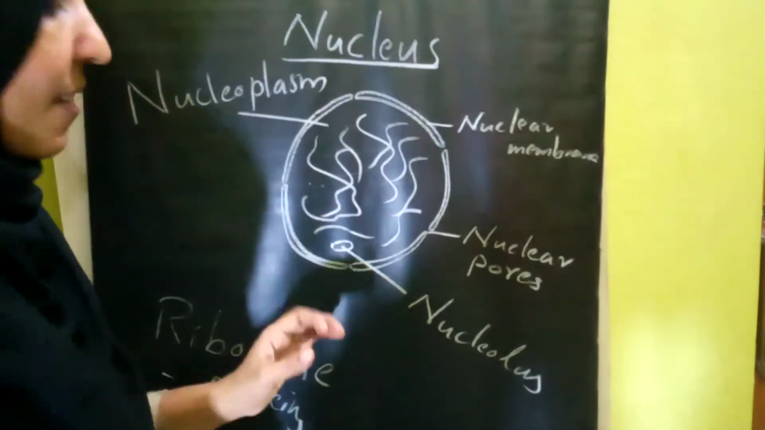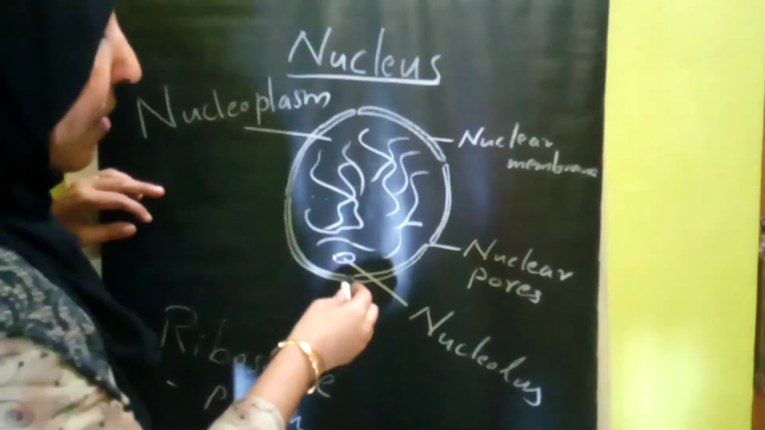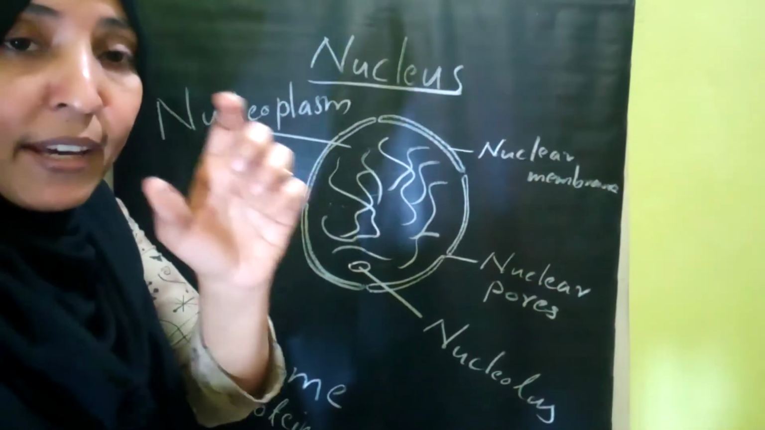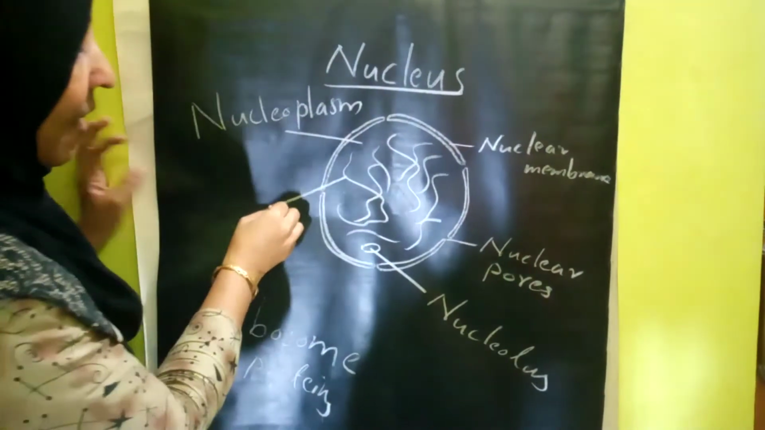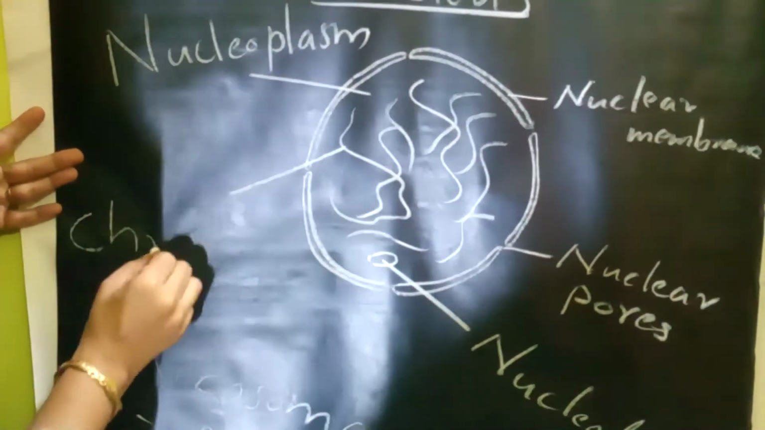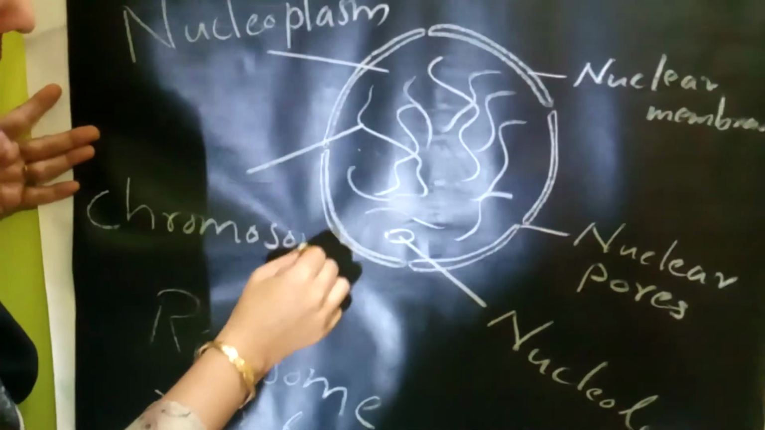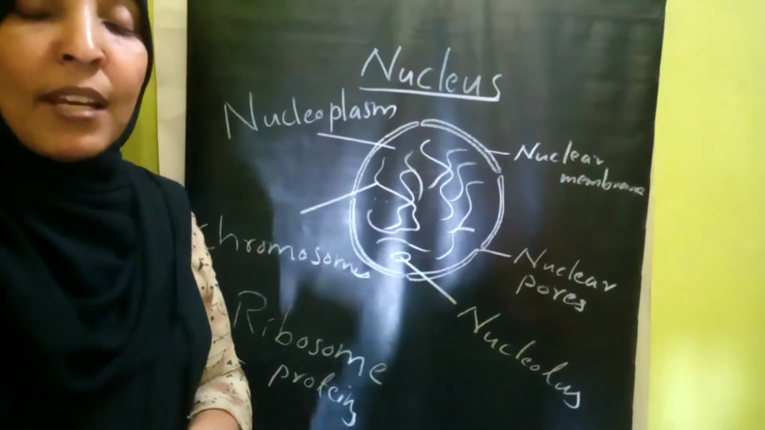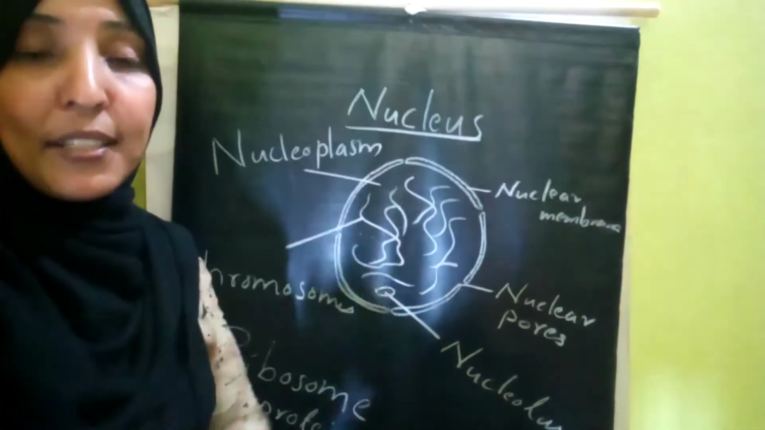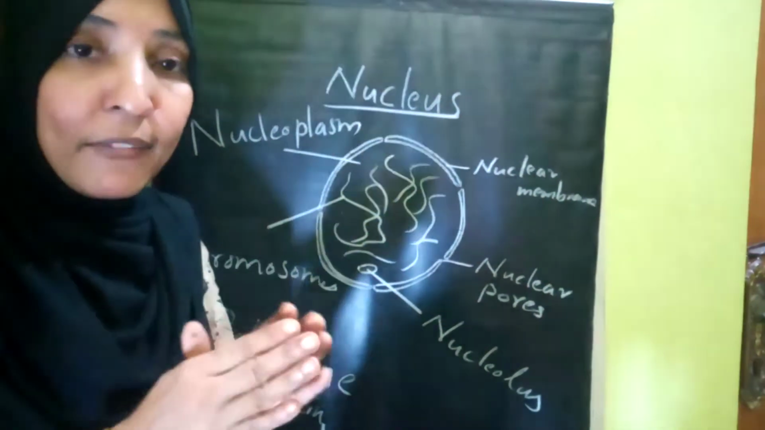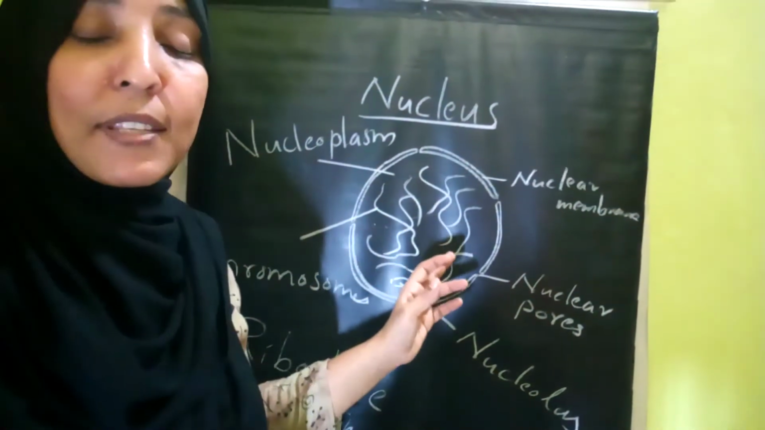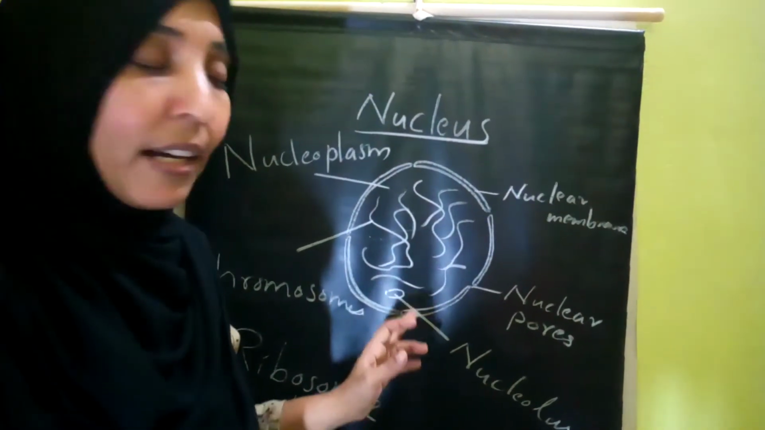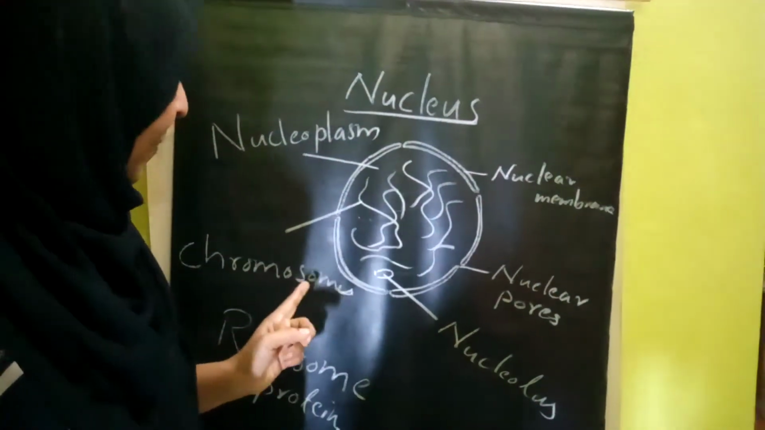Other than the nucleolus, we can see inside the nucleoplasm a large number of small thread-like or hair-like structures. These thread-like structures are called chromosomes. The chromosomes are visible only at the time of cell division. We know old cells usually divide and produce new cells. So the chromosomes are visible only when the cell is dividing. At that time only can we see the chromosomes.